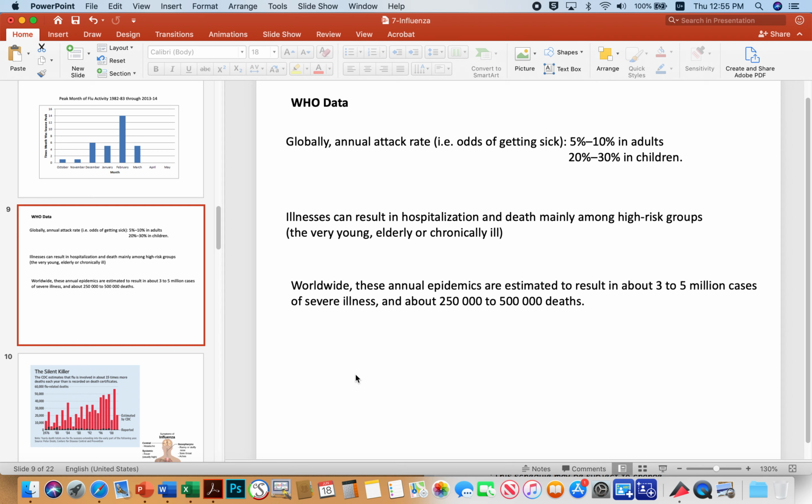Illnesses can result in hospitalization and death, and we know that. Even though most people aren't very worried about the flu year after year, there's a lot of deaths. Worldwide, these typical annual epidemics cause about 3 to 5 million cases of severe illness and about 250 to 500,000 deaths. So that's why a lot of people were saying, is SARS-CoV-2, COVID-19, really more deadly than typical flu outbreaks?